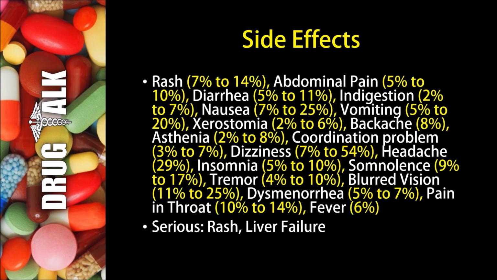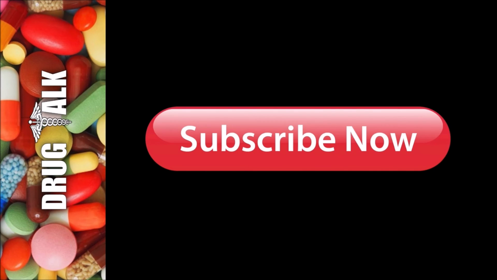Now, some more serious side effects. One would be a rash, and this would be a different type of rash than the rash that happens 7 to 14% of the time. This serious rash would happen less often. And finally, liver failure. That's all we're going to talk about today in this brief presentation about lamotrigine or Lamictal.